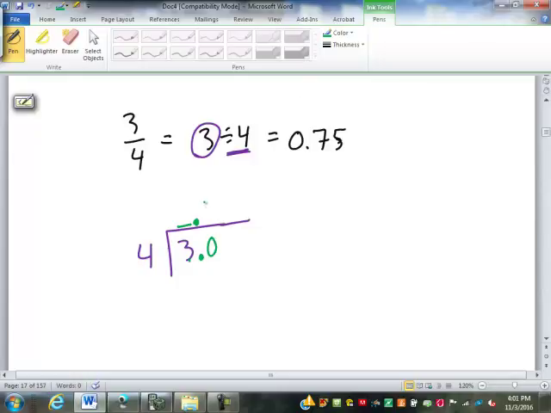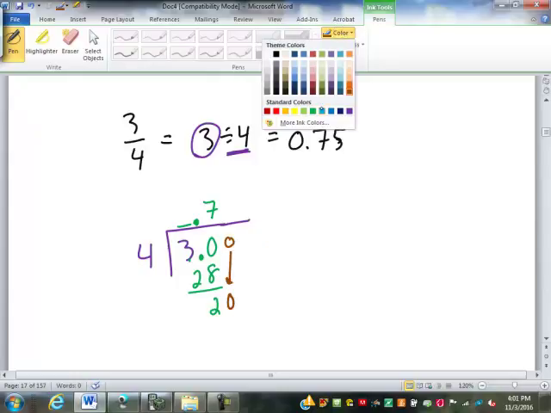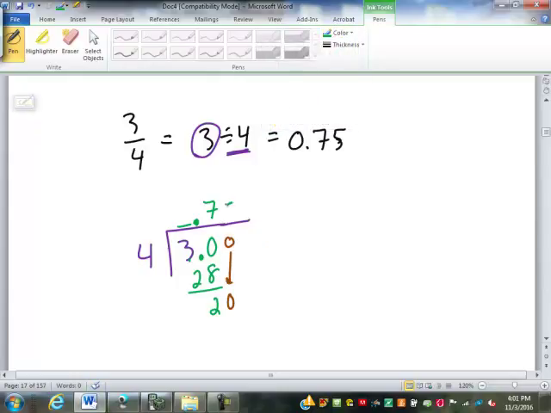4 goes into 30 7 times. 7 times 4 is 28. Subtract to get 2 left over. And we can add another 0 and bring it down. 4 goes into 20 5 times. That would be 20. There's nothing left over. So we're done right there. 0.75.